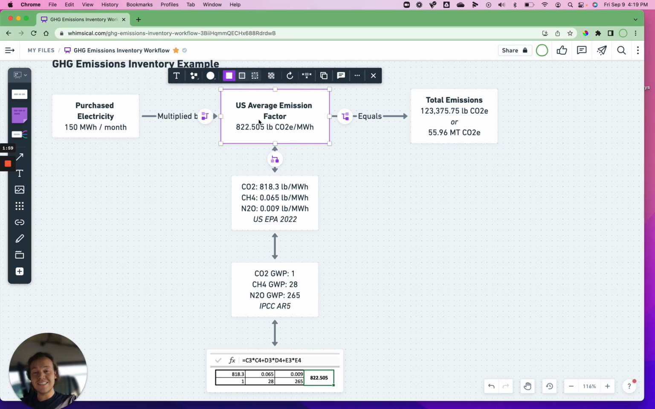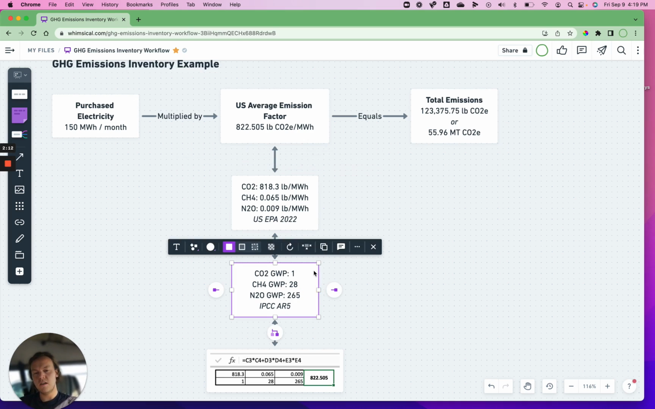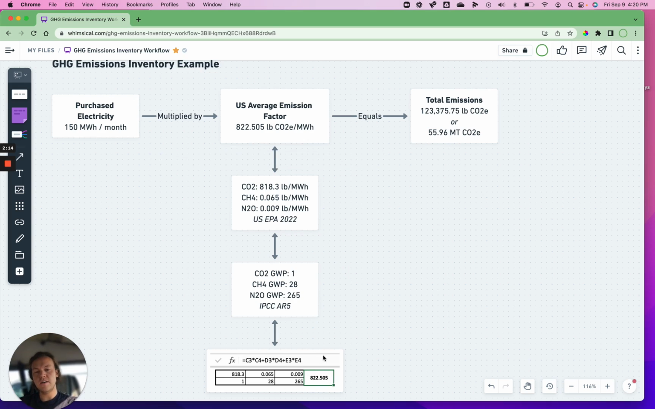In order to get to this exact number, what they actually publish is each of the gases, CO2, CH4, and N2O, in their document. And so you have to do a little bit of quick math based on the global warming potential of these gases. And I just show that down here at the bottom. You can pause the video and look at that if you want. But what you're doing is essentially multiplying each of the emission factors of each gas by that gas's global warming potential in units of carbon dioxide equivalent to get to this emission factor.